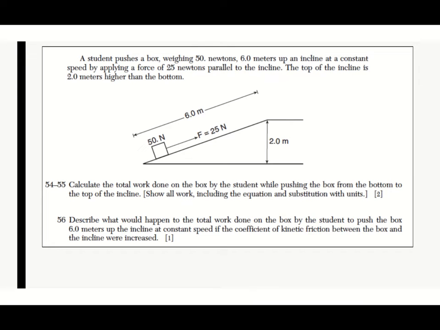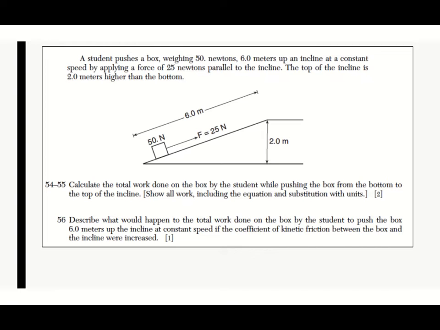Okay, questions 54 to 56 are another problem set. Here a student pushes a box weighing 50 newtons 6 meters up an incline at constant speed by applying a force of 25 newtons parallel to the incline. The top of the incline is 2 meters higher than the bottom. Calculate the total work done on the box by the student while pushing from the bottom to the top of the incline. It's a 2-point question, so we need to show work.